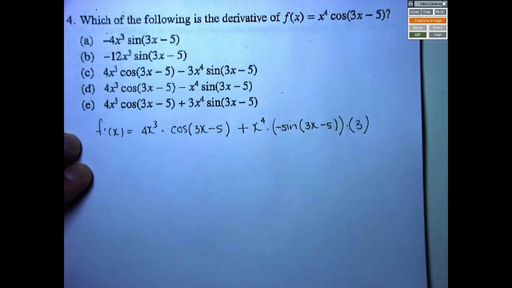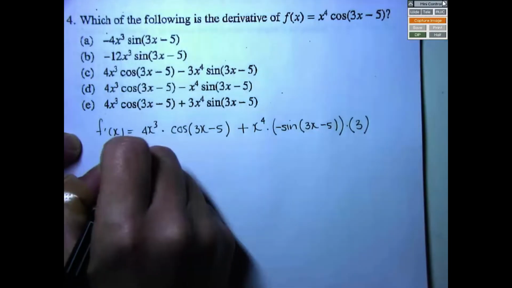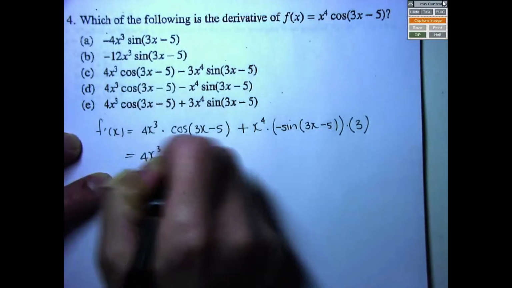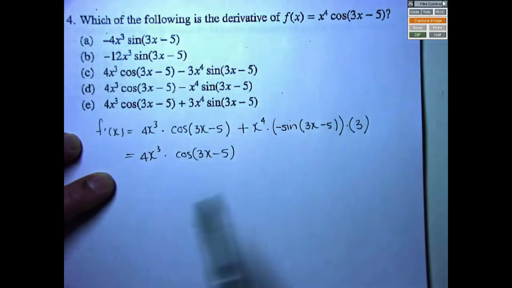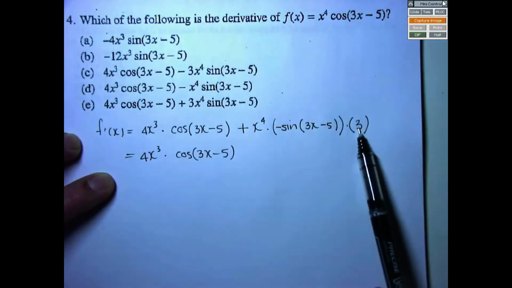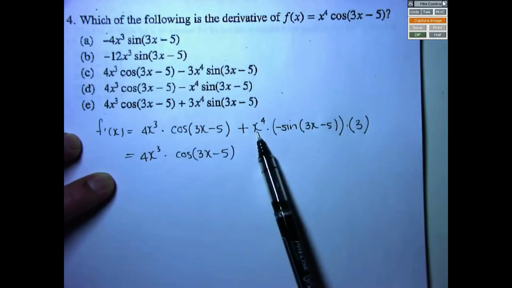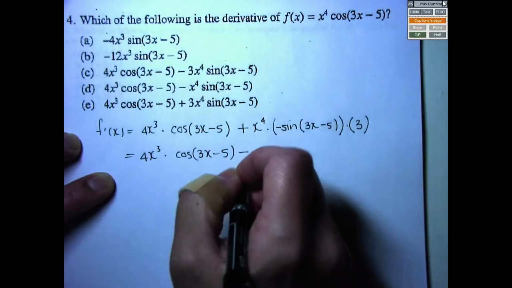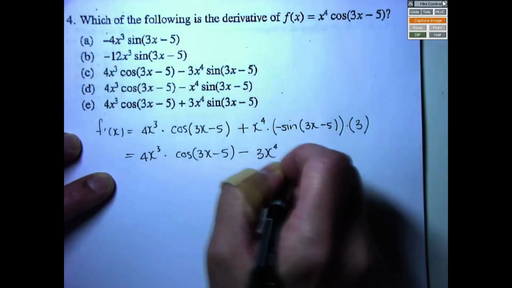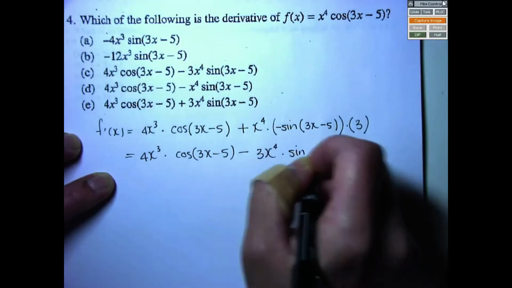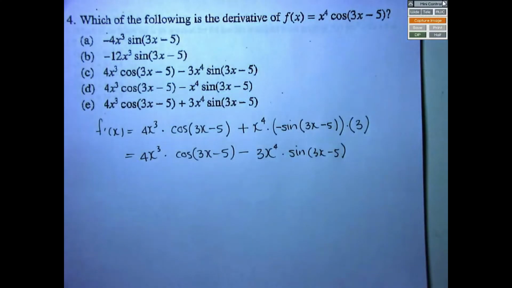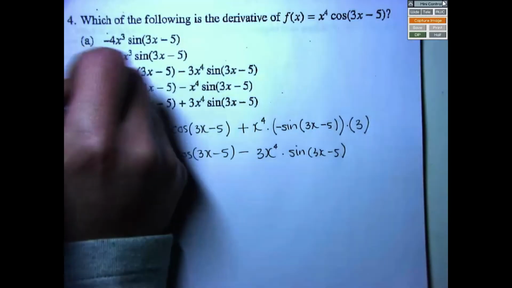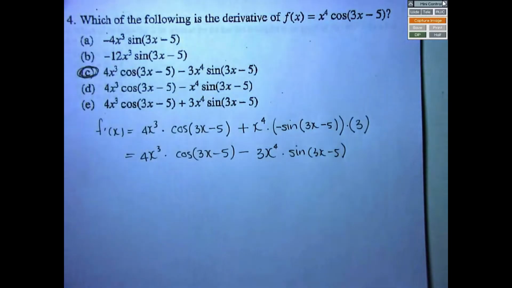All right, so we can clean up here. If we combine some things, we get that this is equal to 4x cubed times cosine of 3x minus 5. I'm going to combine the 3, the negative, and the x to the power 4. This will give me minus 3x to the 4th times sine of 3x minus 5. Let's see, this is going to be equivalent to answer C. We get answer C here.